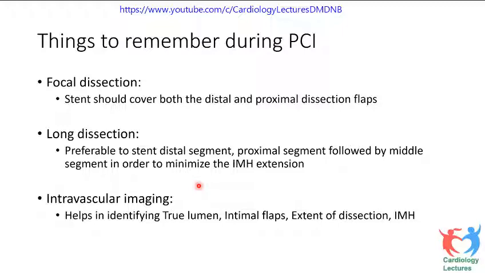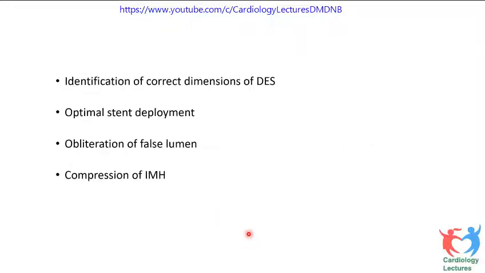And intravascular imaging especially is very, very useful in sizing the stent. At the same time, identifying the true lumen, especially IVUS for true lumen, and sizing, and then looking at the intimal flaps. OCT is excellent, where you see the true lumen; intramural hematomas are very clearly explained by an OCT. And as I told you, stent deployment, DES, and then identifying the obliteration of false lumen is a very important step in treating a significant dissection.